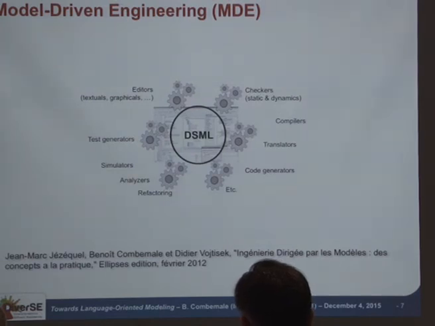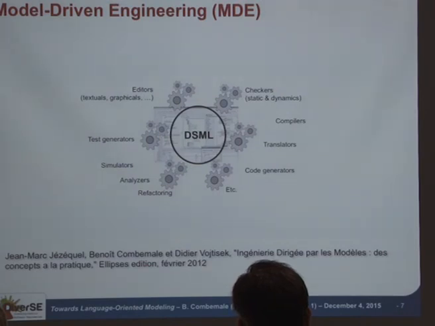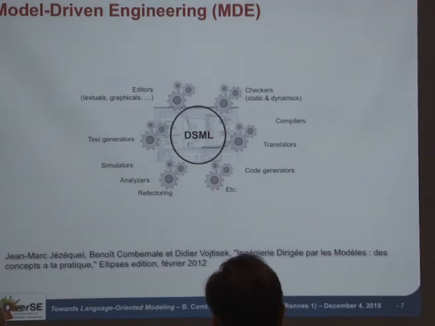First of all, the editors, whether these editors are graphical or textual, in order to be able to build the conforming models. But also validation and verification tools in order to be able to check as early as possible the different models in the development process. And eventually some generators for documentation, test cases, or the code itself.